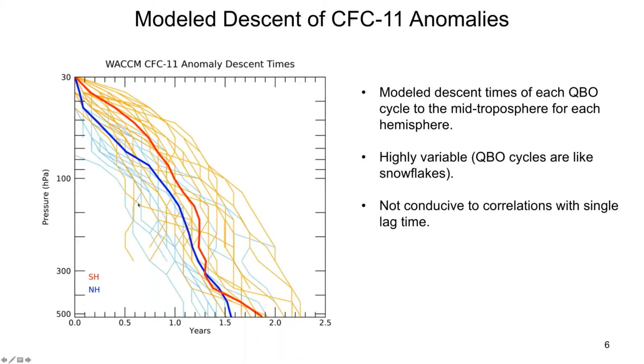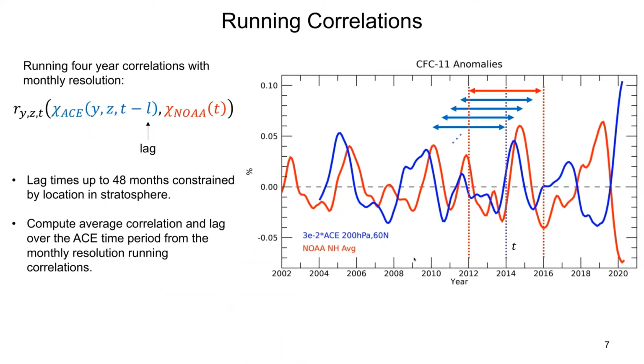So if you look at each of these individual ones, there's a big spread in time. QBO cycles are like snowflakes. No two of them are alike. This is not conducive to correlations with a single lag time. So we're going to do something different than just correlate over the whole period with one lag. We're going to do running correlations.